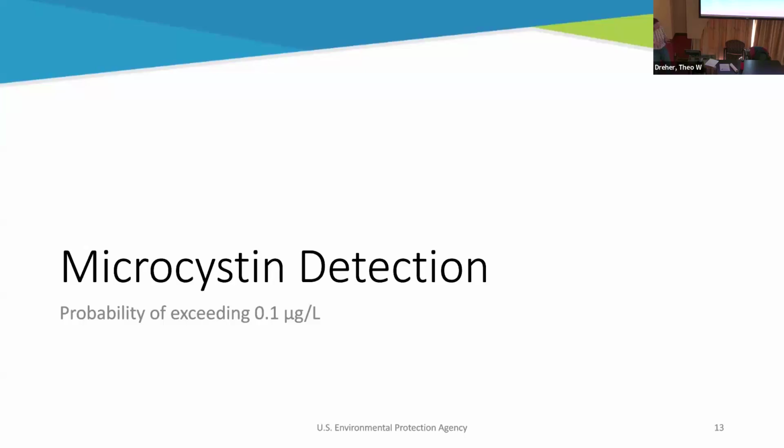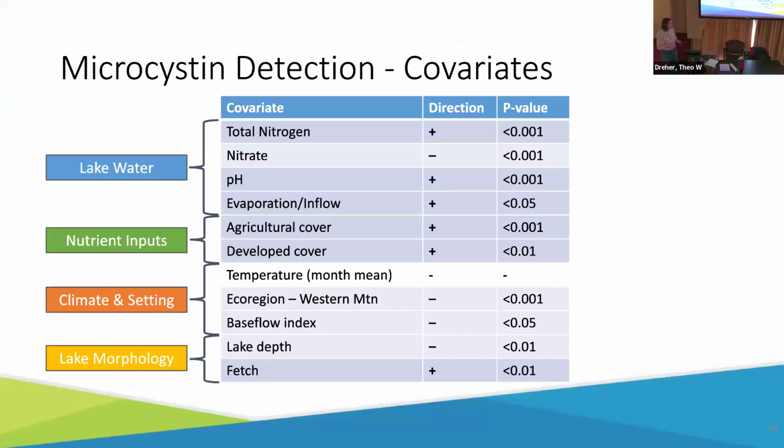So now I'm going to move on to the microcystin detection model. This is again a logistic regression framework, and so here we're looking at the probability of detecting microcystin at 0.1 micrograms per liter. And so here's the table. Again, I've broken it up into those buckets of covariates that I shared with you before.